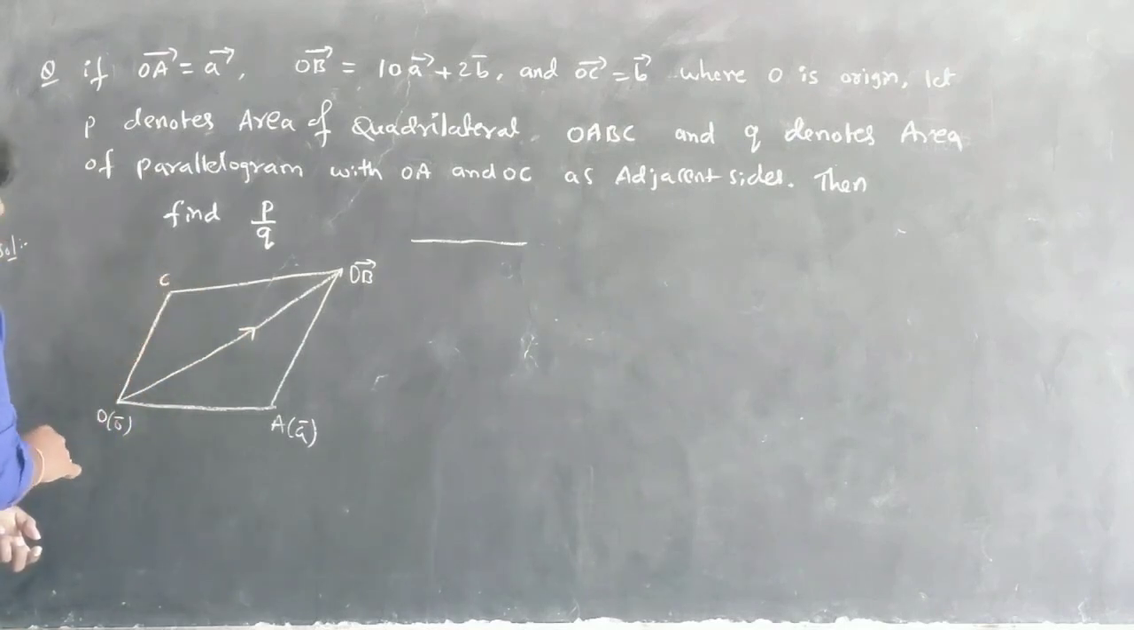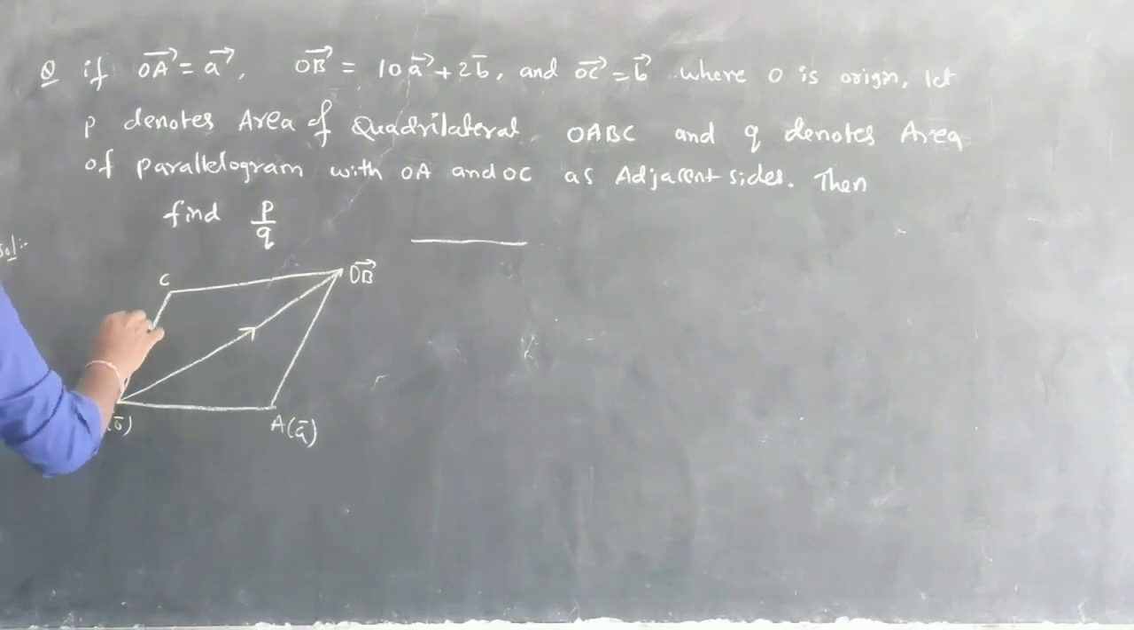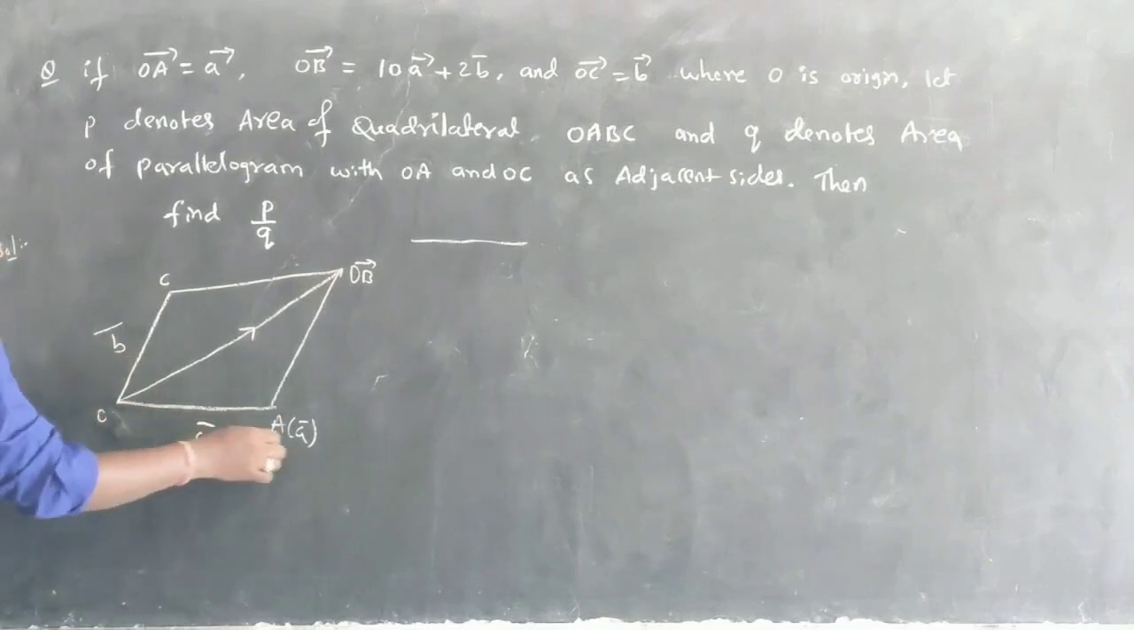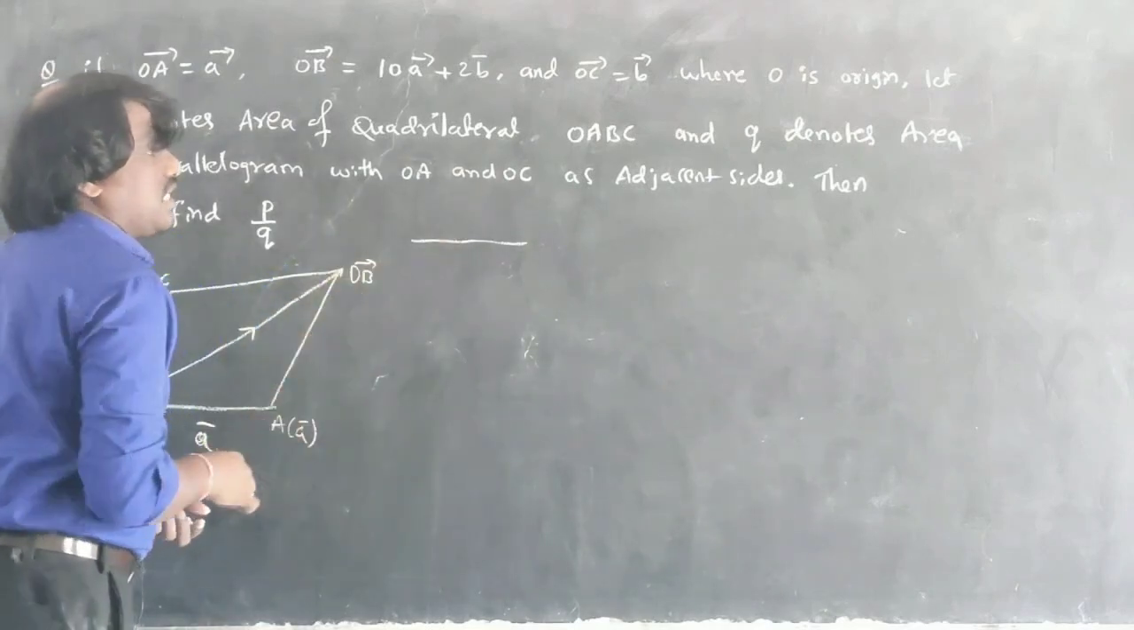OC is the C vector, and this OC vector is nothing but B vector. OC is B vector. OA is A vector. This I represent with A vector. OC is a B vector. This is given. Then what is the area of this parallelogram if adjacent sides are given? OA, OC are adjacent sides.